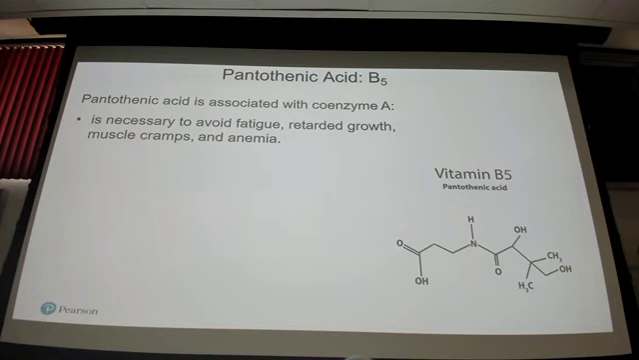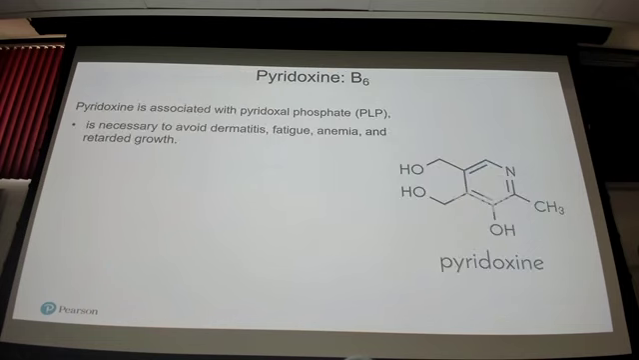Pantothenic acid, vitamin B5, is associated with coenzyme A. Coenzyme A is involved in the production of ATP as well. It's an intermediate in glucose metabolism and lipid metabolism. And if we are deficient in B5, we have cramps, and we can also have anemia.